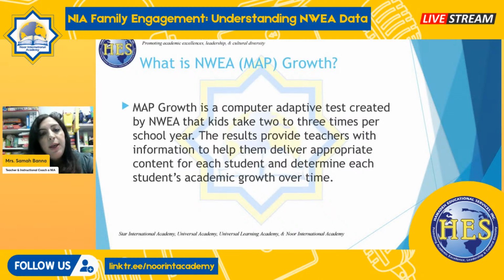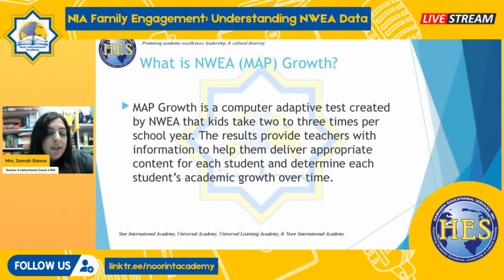So what is NWEA MAP Growth? It is a computer adaptive test, which means that the students take it on the computer and it adapts to the student's level. So as the test progresses, the questions are changed to meet your child's educational needs. So it will challenge them at the right level based on how they're doing on the test. The kids take it anywhere between 2 to 3 times per school year. Every fall, we start the year with the NWEA test because we want to collect that data and see where your child's at as far as their academic growth.